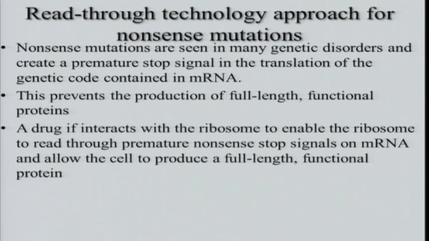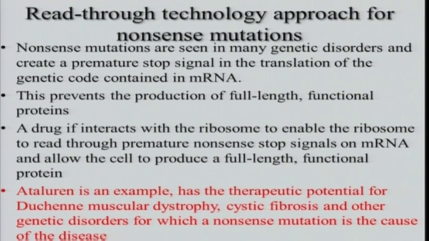And this is really the current but exciting time that we are in, Duchenne muscular dystrophy. Majority of these patients have deletions, but there are some patients who have these premature stop codons, and nonsense mutations are seen in many of these genetic disorders, and they create this premature stop signal in the translation of the genetic code contained in the mRNA. So if this happens, you're not going to have the production of the full-length functional protein. And an example of this is a small molecule, ataluren, which has the therapeutic potential for Duchenne, for cystic fibrosis, and for other genetic disorders.